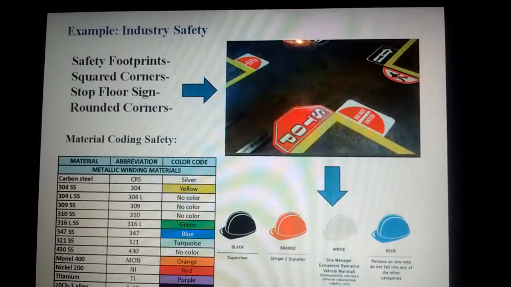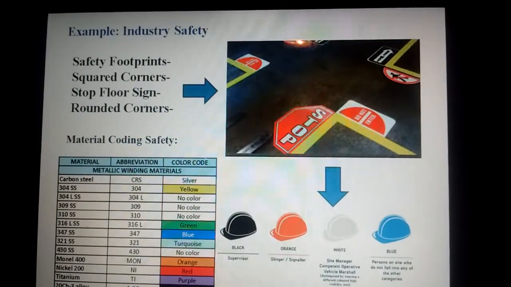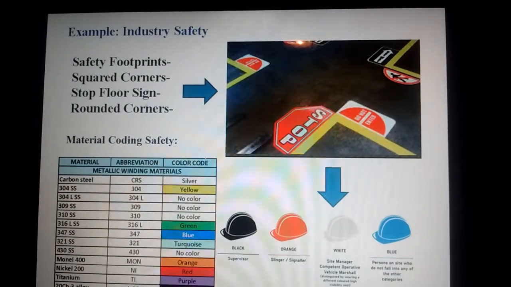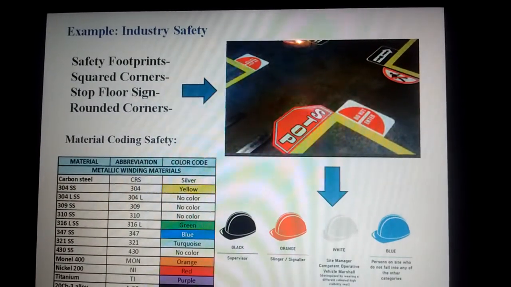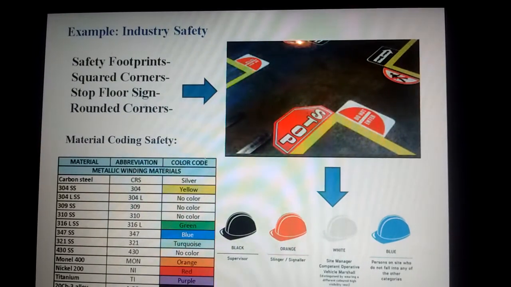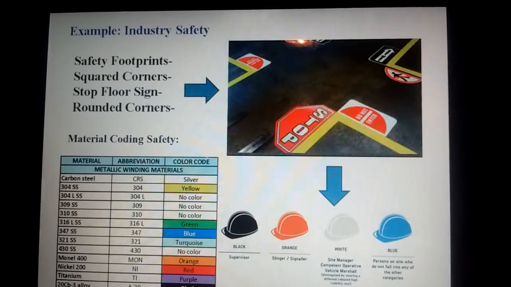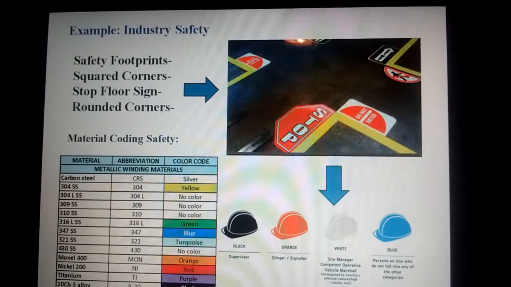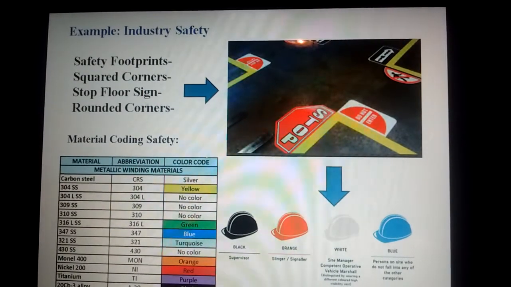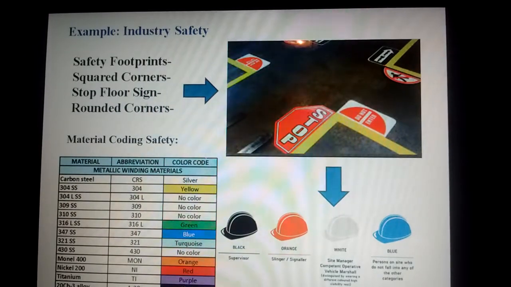So various examples are given for safety. We are taking one or two examples about safety. The first example is related to industrial safety. In industrial safety, we use different color codes and different markings for human safety, for machine safety, for operator safety. So typical four examples are given related to industrial safety.